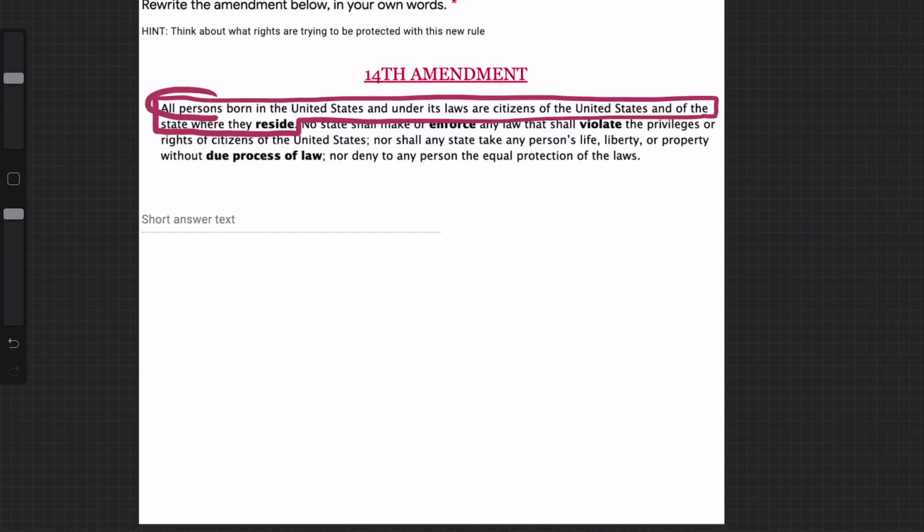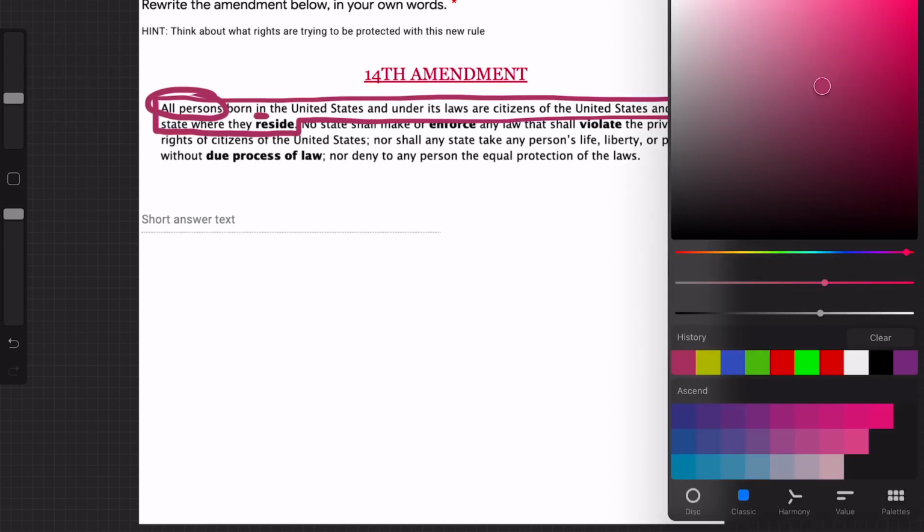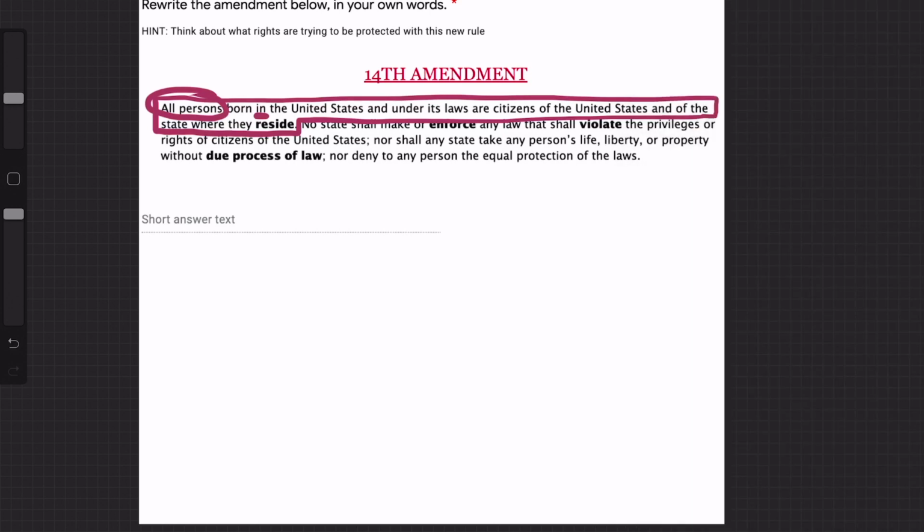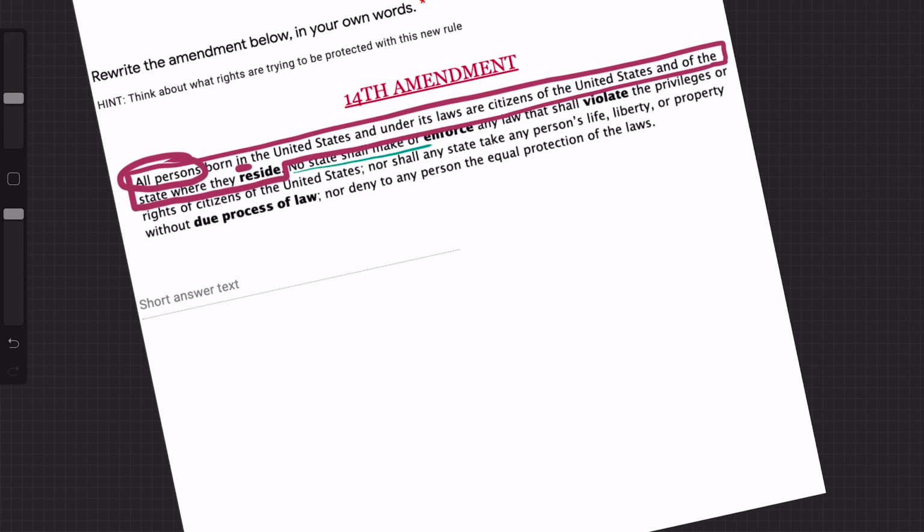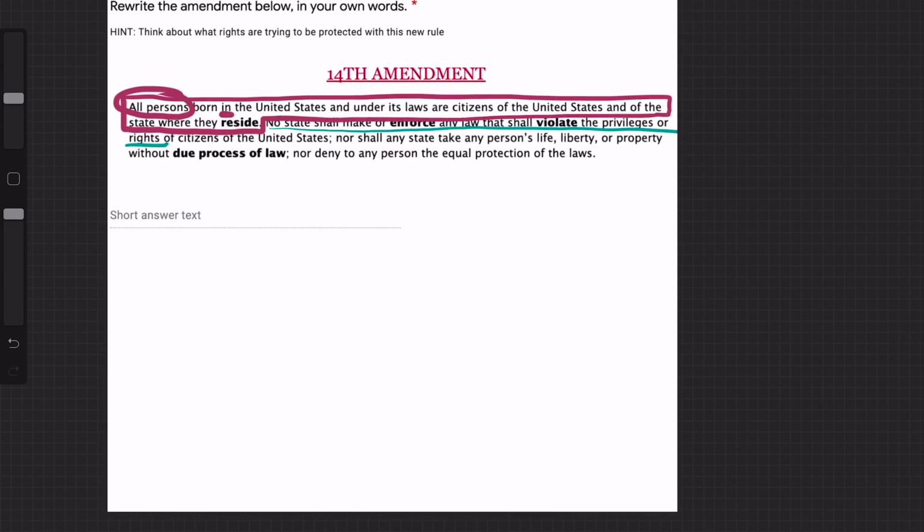All persons born in the United States are citizens, okay? Let me use a different color so we can see more clearly. Okay. And then it says, no state shall make or enforce laws that violates the privileges and rights of citizens. So this is saying the rule for being a citizen in this country is that you have to be born in this country. And then the amendment also says no state can make a change to that rule.